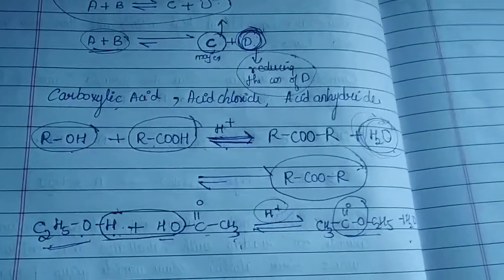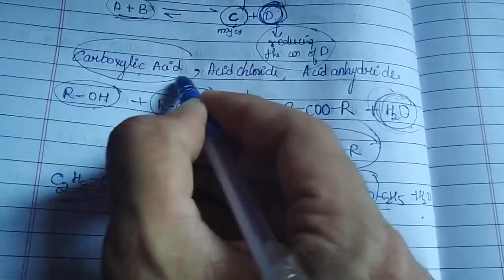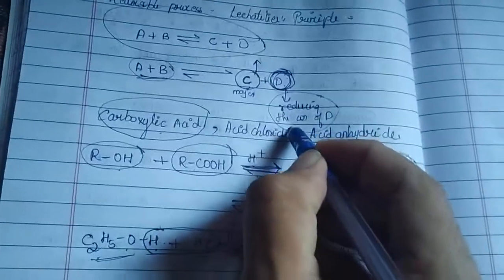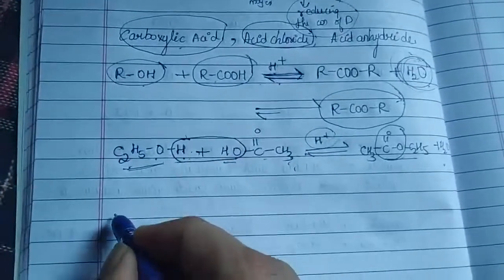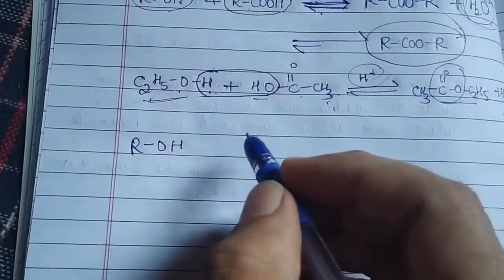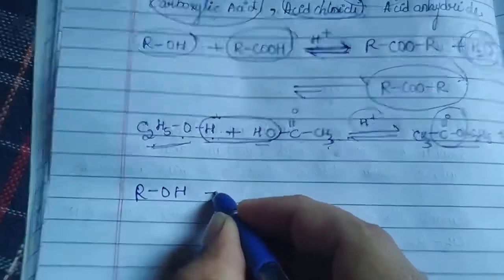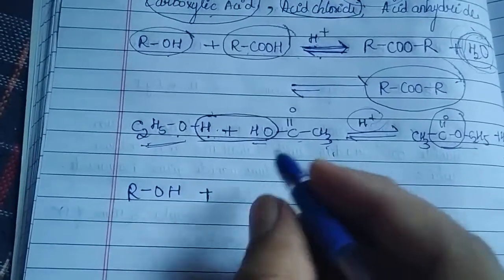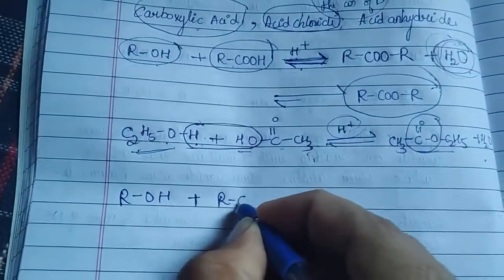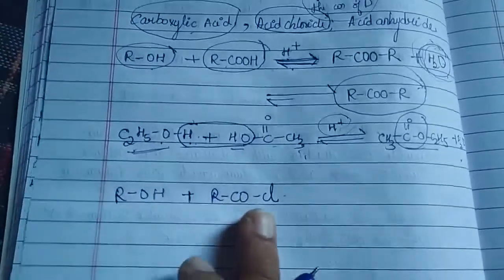Is that clear? Okay. Now since we have seen the reaction of alcohol with a carboxylic acid, now let us see about its derivative, that is acid chloride. So now when we treat this alcohol with an acid chloride, pay attention to how I am writing my acid chloride. The general formula of an acid chloride is RCOCl.